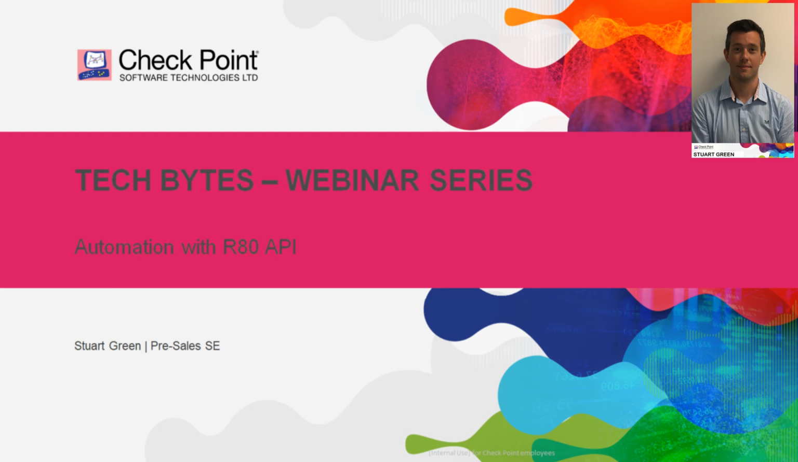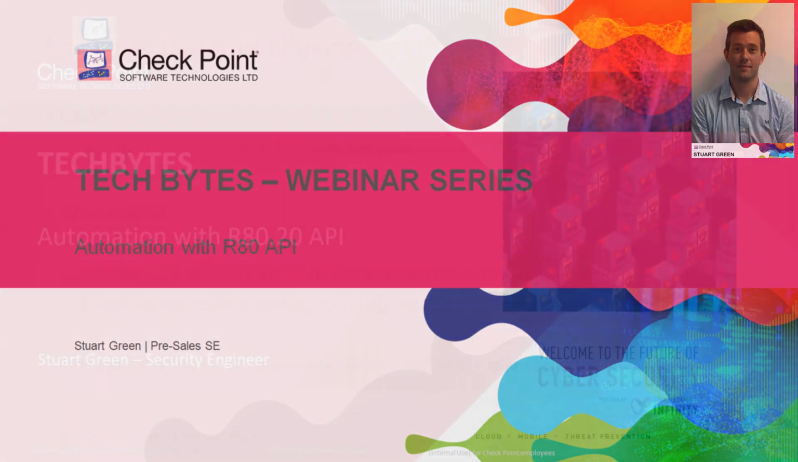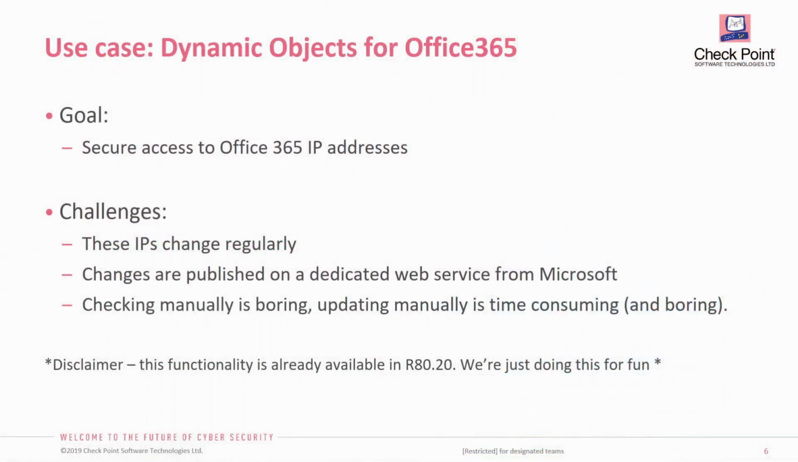Today we're going to be looking at automation with the R80.20 API and how easy it can be to write a few scripts to overcome some otherwise difficult or laborious challenges that you might face if you were to do things manually. The use case we're going to look at today is creating dynamic objects to represent Microsoft Office 365 IP addresses, which, according to the customers I've spoken to at least, are known to cause quite a problem when it comes to using static objects in a rule base.